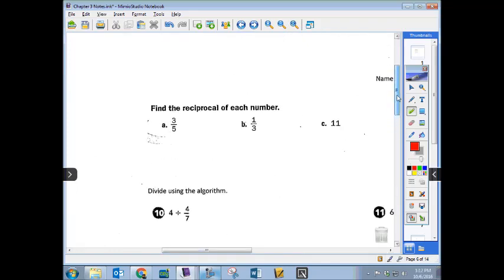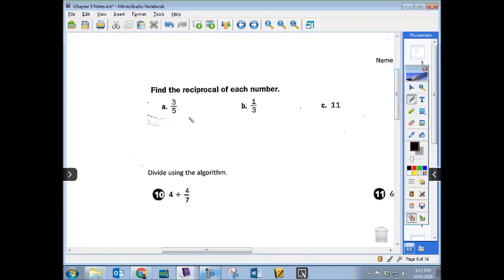All right. Now there's a bunch of problems on here. First of all, let's pause for 1 minute and do these 3 problems on your own.